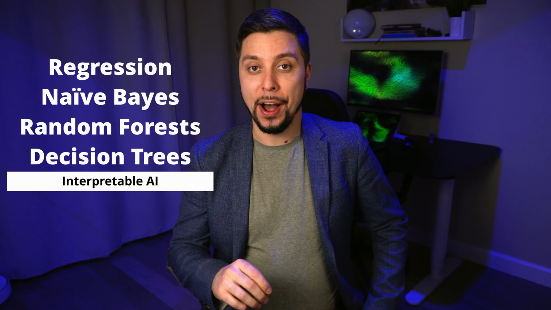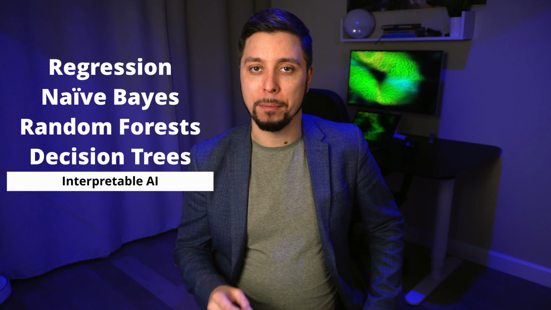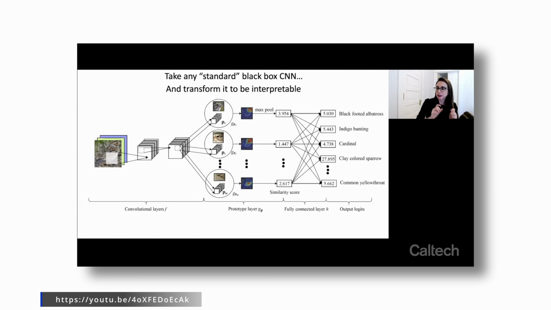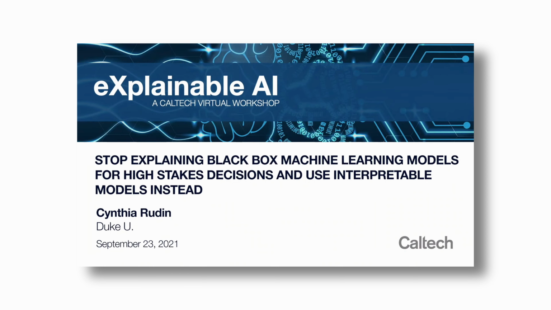And the other is interpretable models. Here are the methods that can be explained based on their internal structure. We can also bring any deep learning model closer to interpretable by appending a neural network architecture with a prototyping layer proposed by Cynthia. Check out her video if you haven't already.